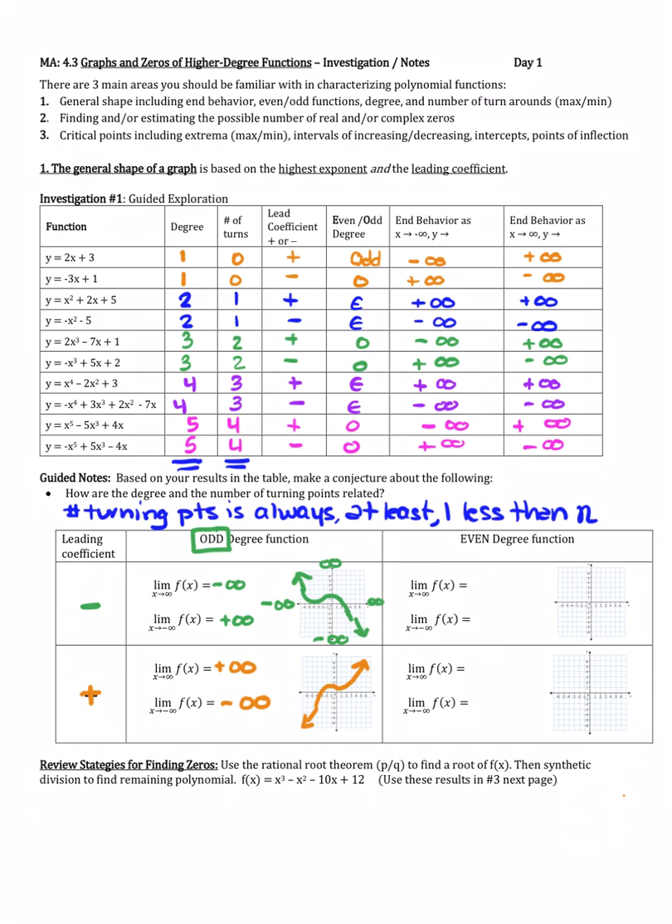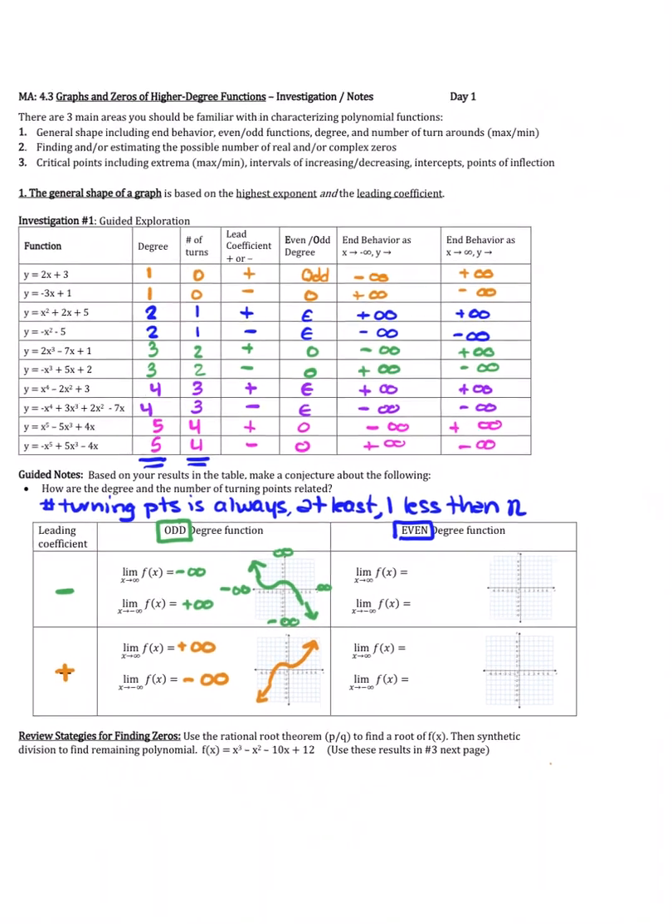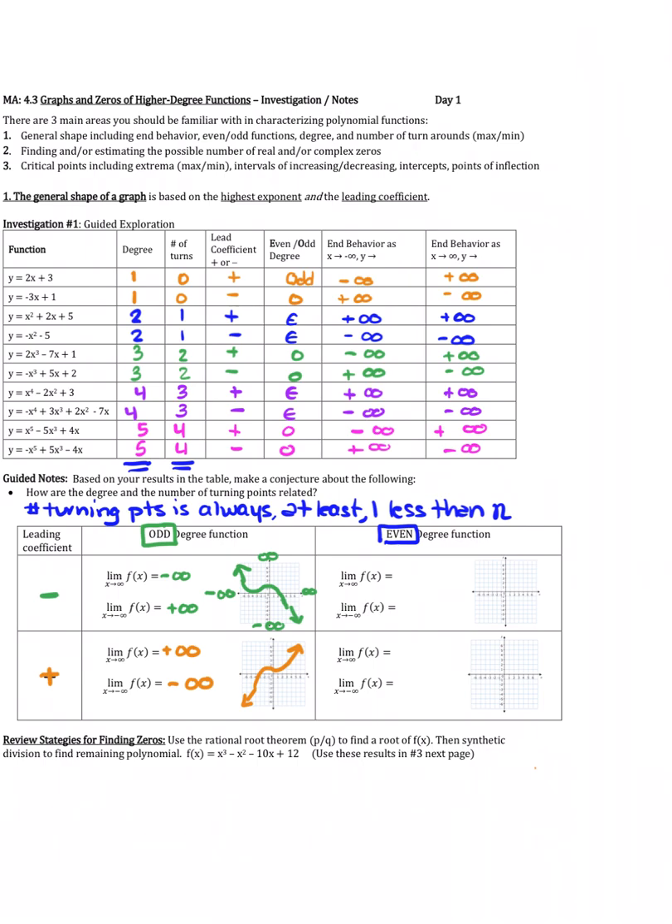Now with the even, the nice thing about them, they will always go in the same direction on the endpoints. So if I have, move this over a little bit, if this is even and it's a negative lead coefficient, then both of your endpoints, you can do whatever you want in between, will be going to negative infinity. And if it is a positive lead coefficient, then you will be ending going to positive.